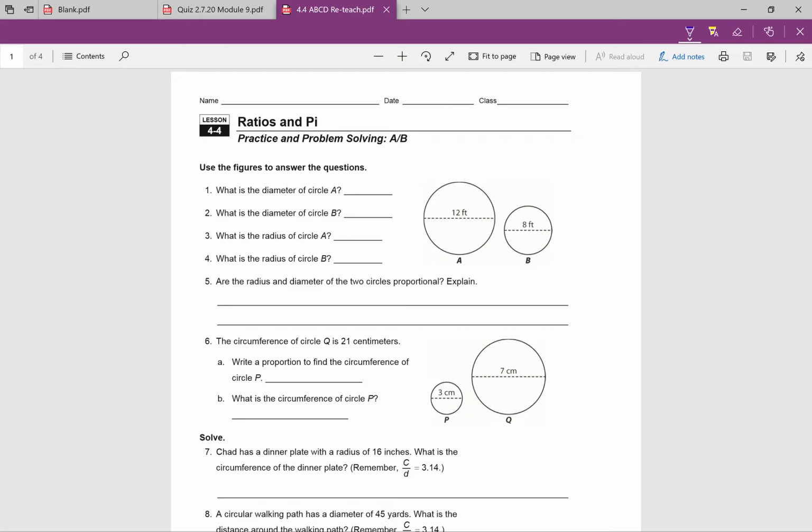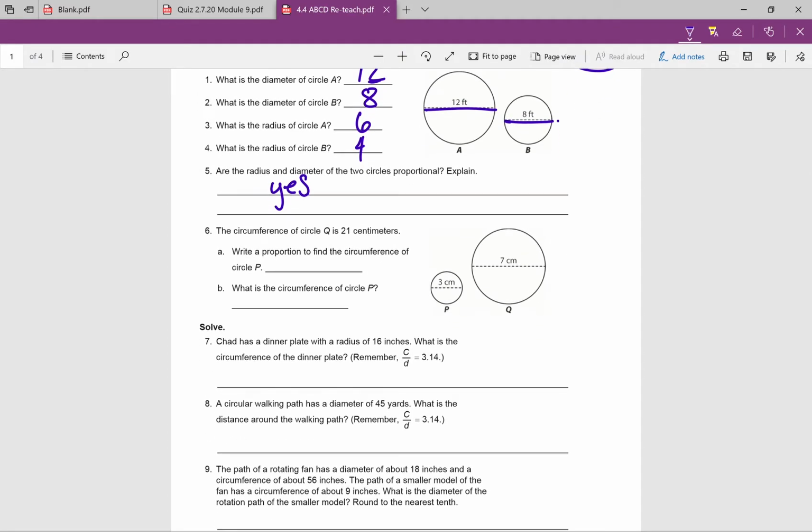Today, we're going to do the corrections for A, B, and D on 4 ratios and pi. So question number 1 was just asking for the diameter of circle A, which is just 12. The diameter of circle B is 8. Remember, the diameter is the whole thing, radius is half of it. So the radius of A is just half of 12, which is 6. Radius of B is just going to be 4. So are the radius and diameter of the two circles proportional? Yes. It's just half of them, right?